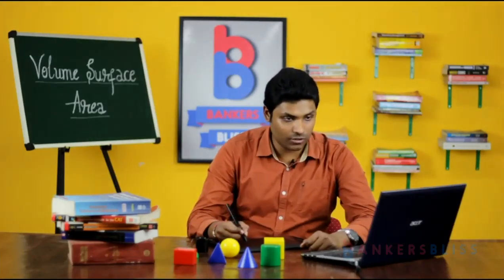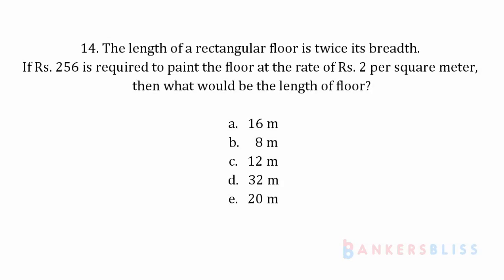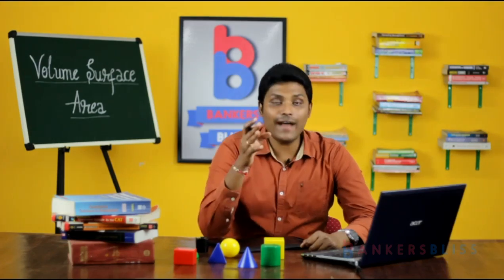Okay, let's move on to the next problem, problem number 14. The length of the rectangular floor is twice its breadth. If rupees 256 is required to paint the floor at the rate of rupees 2 per meter square, then what would be the length of the floor?